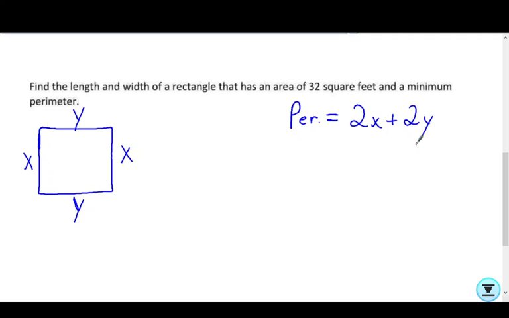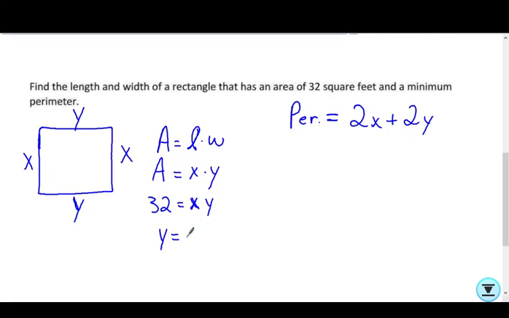Now, what is my secondary equation? What is my limiting factor? My area. Area is my limiting factor, which is length times width. That's the area of a rectangle, and in this case, it's x times y. Since my area has to be 32 square feet, that is my secondary equation. Again, we're going to use that to replace one of the variables in my primary. So I'm going to solve for y, so we get 32 over x.